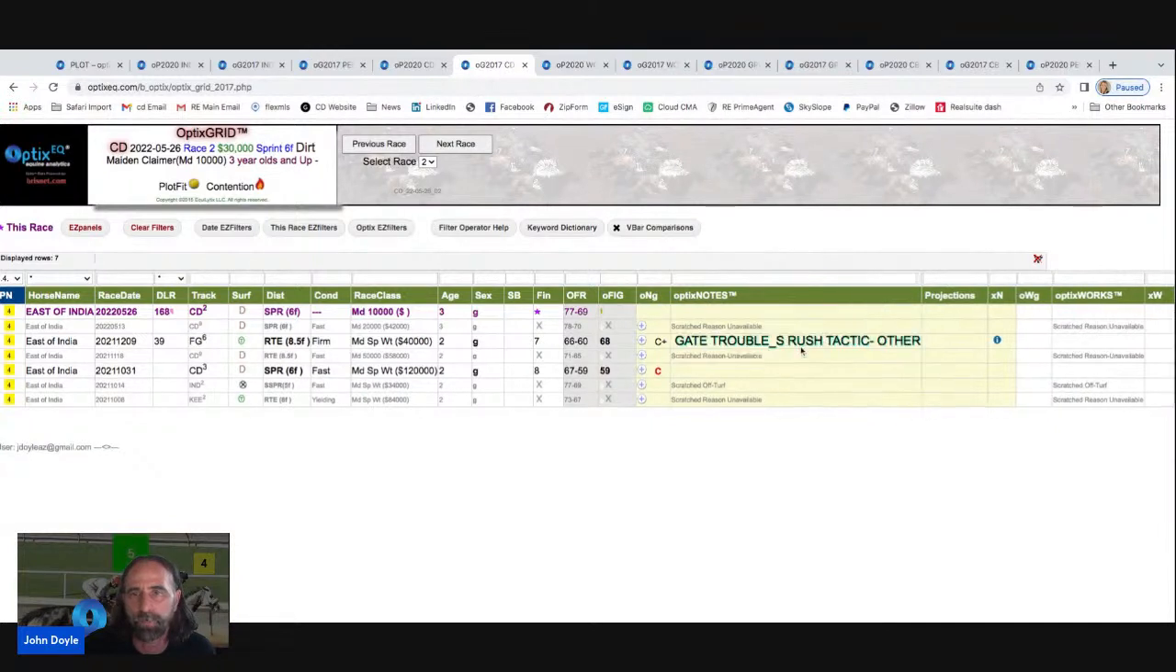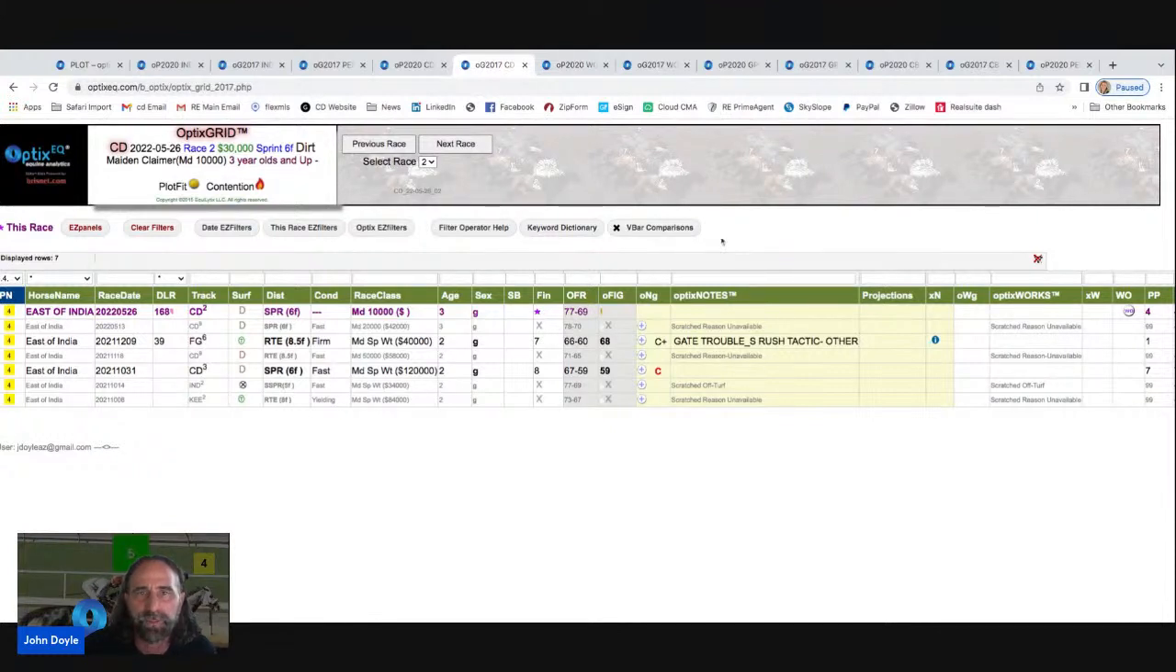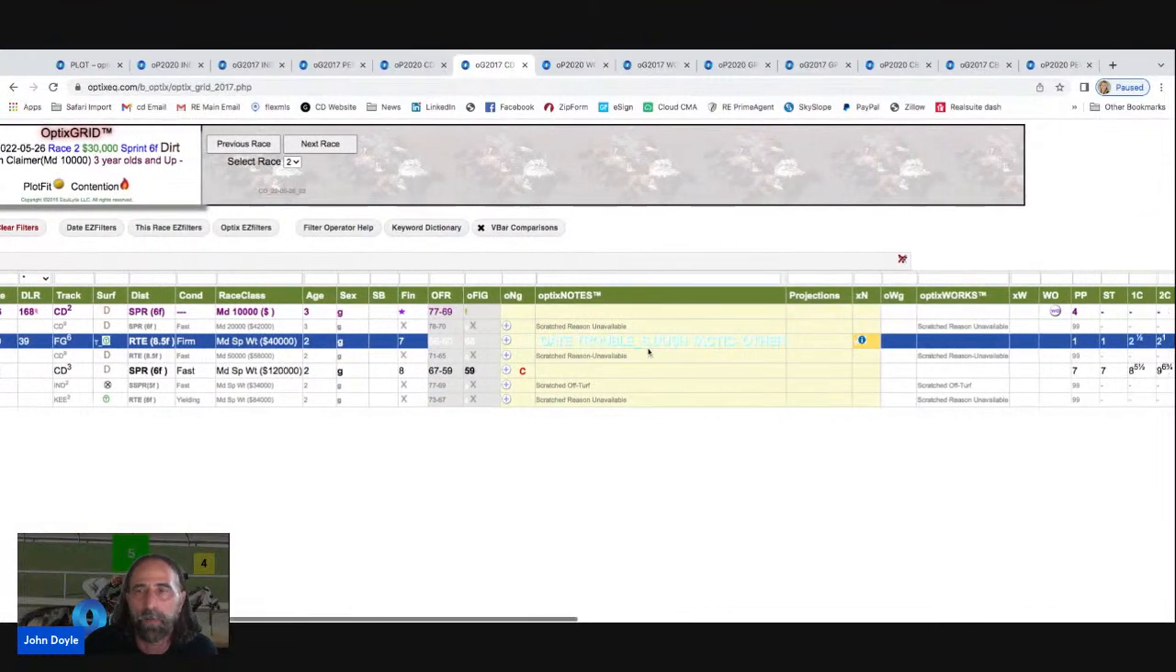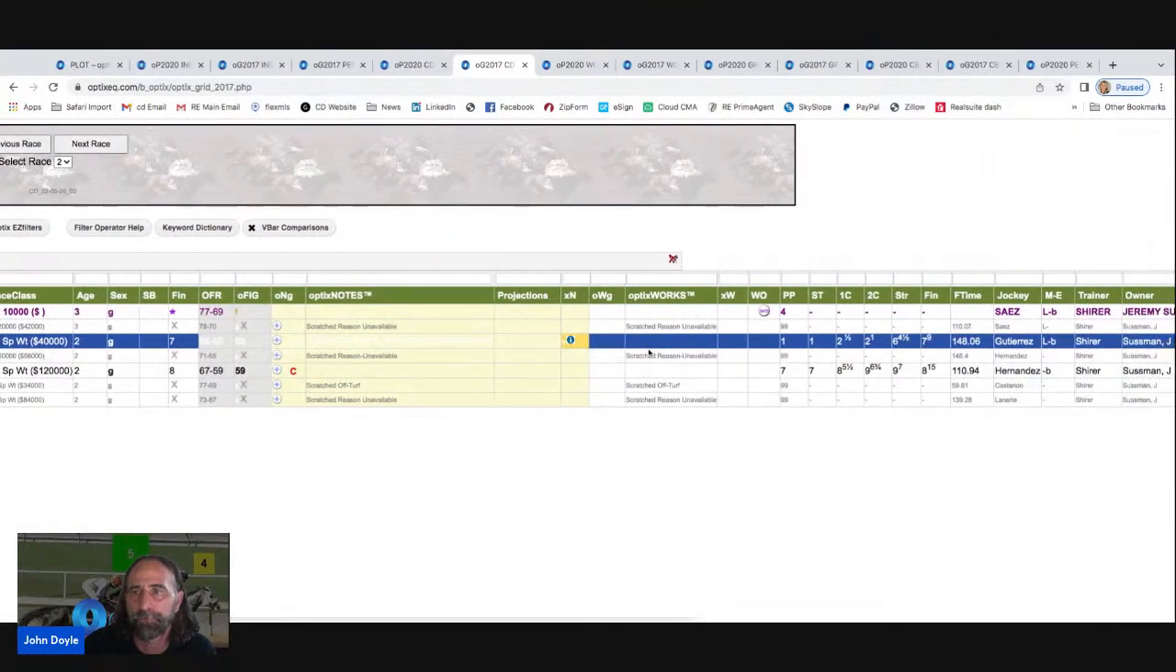Trouble to start, rushed. Let's look at the extended comment. Fractious in the gate, bobbled before getting dueled. I don't think this horse ran all that bad and improved figure 9. Now with the drop and the switch back to dirt, maybe this horse is worth looking at in this race.